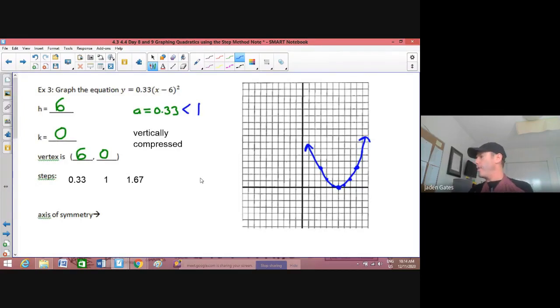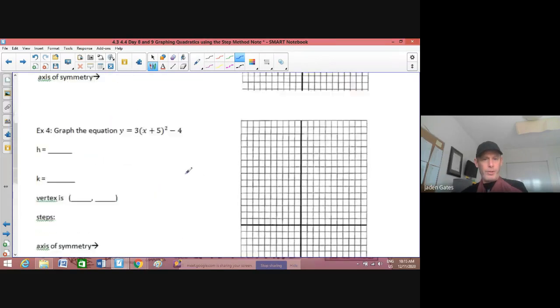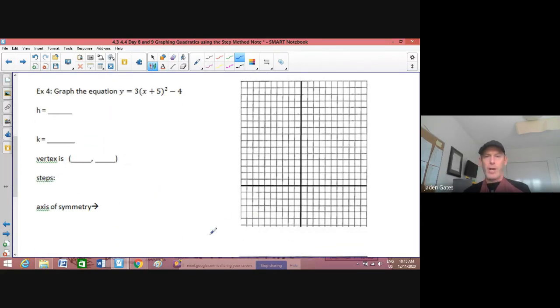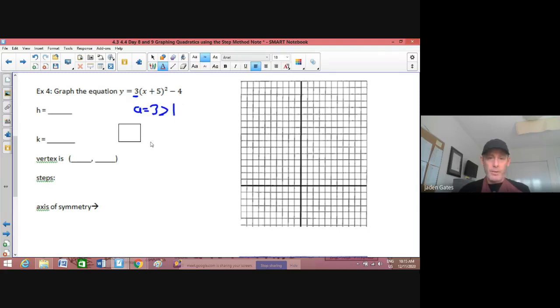All right, now, next up. We have y equals 3 times x plus 5 squared minus 4. All right, so again, I look. I've got my number here. There's my a value. It's 3. So listen, it's already greater than 1. So this thing is going to be, I already know it by looking at the equation, vertically stretched. I'm going to get to why that's happening.